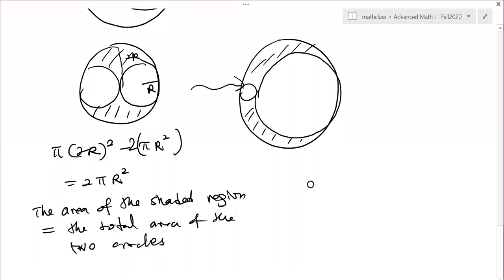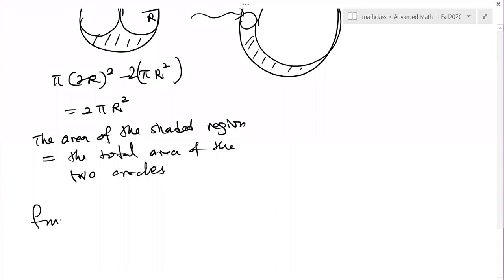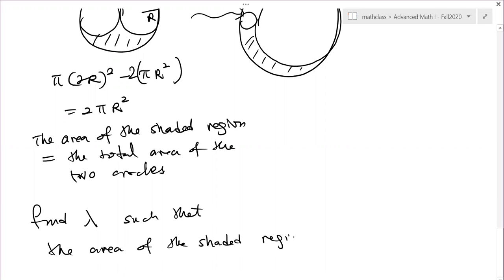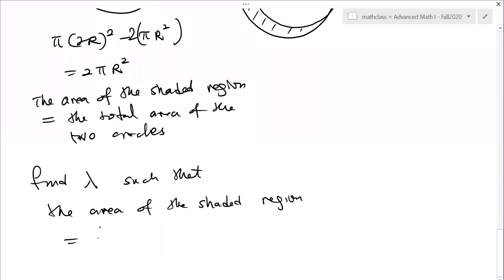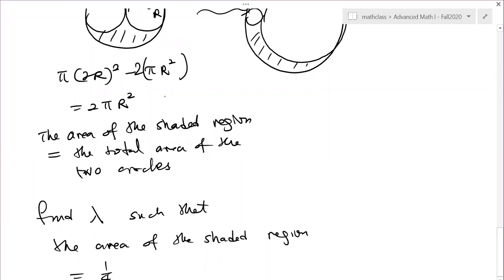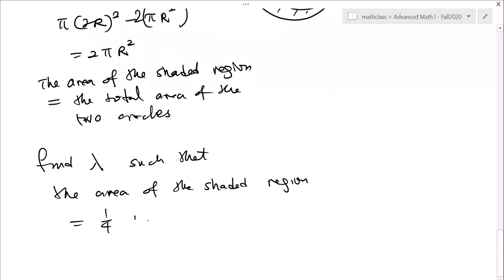So I want to find the lambda such that the shaded region is going to be a quarter, not a half. This is half of the larger circle, a quarter of the area of the larger circle. It only occupies a quarter of the larger circle.